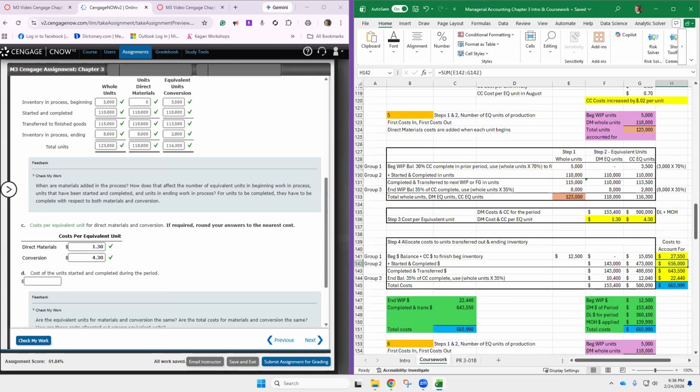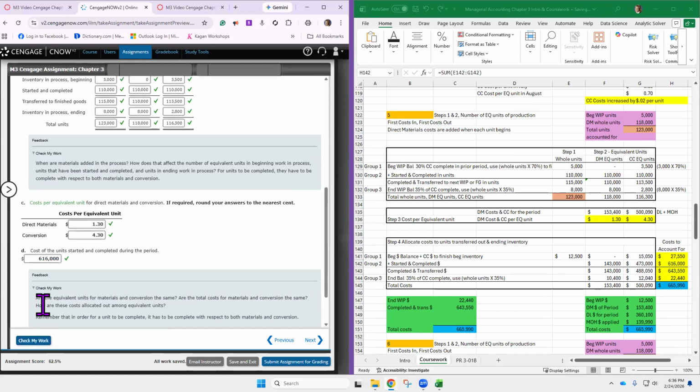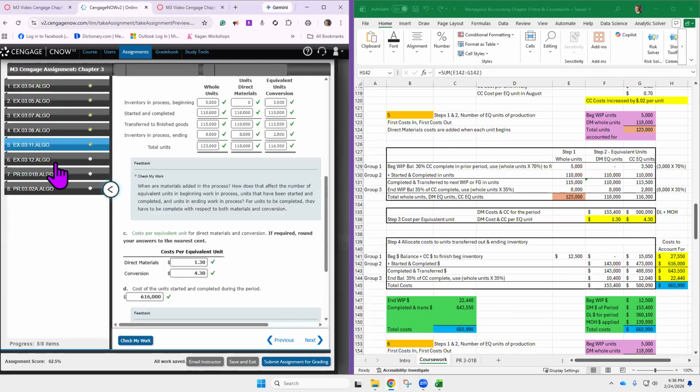You get $616,000 in started and completed costs. Yep. So let's see what we get here. 616,000. And there it is. That's why you keep these columns separate. That's why each of these have different values. All right, so let's keep going.